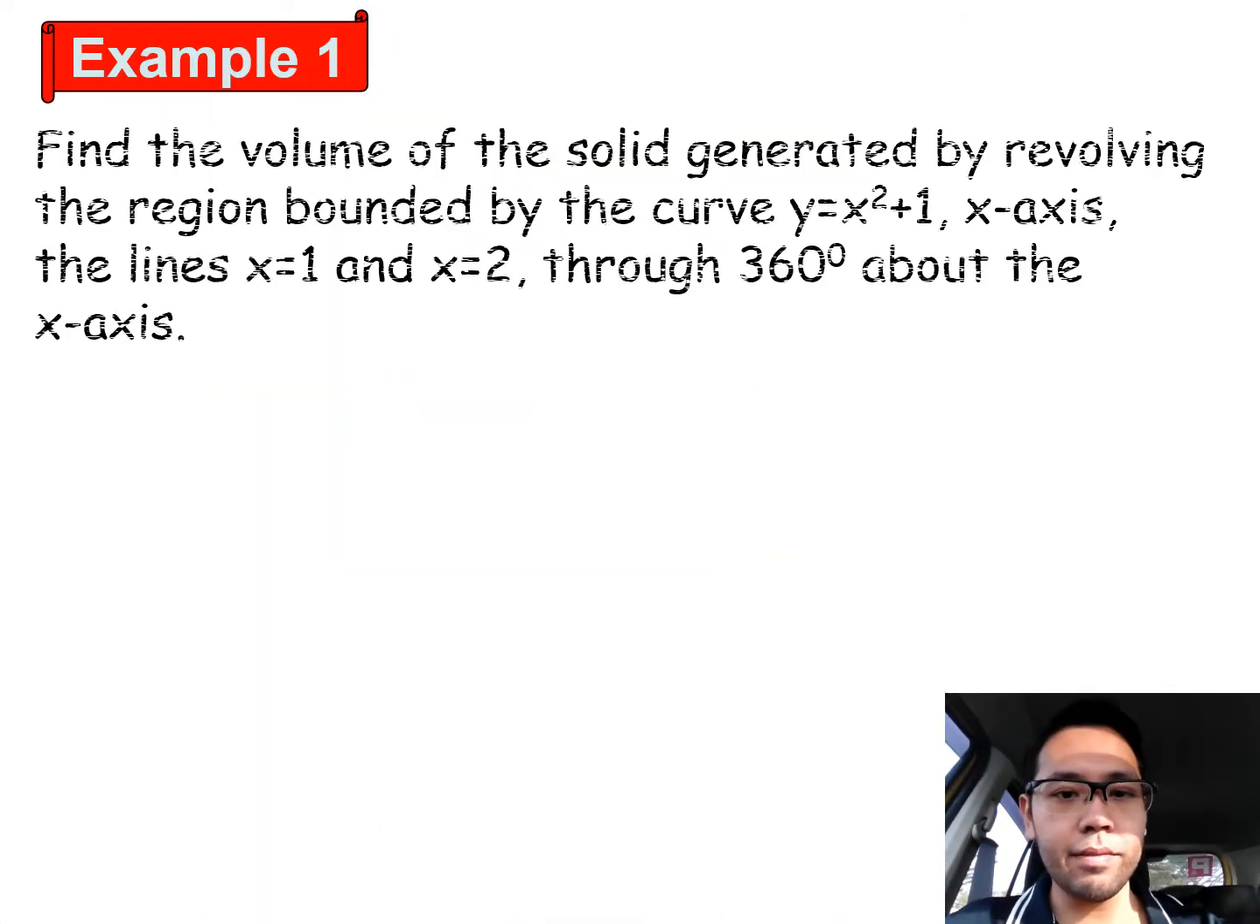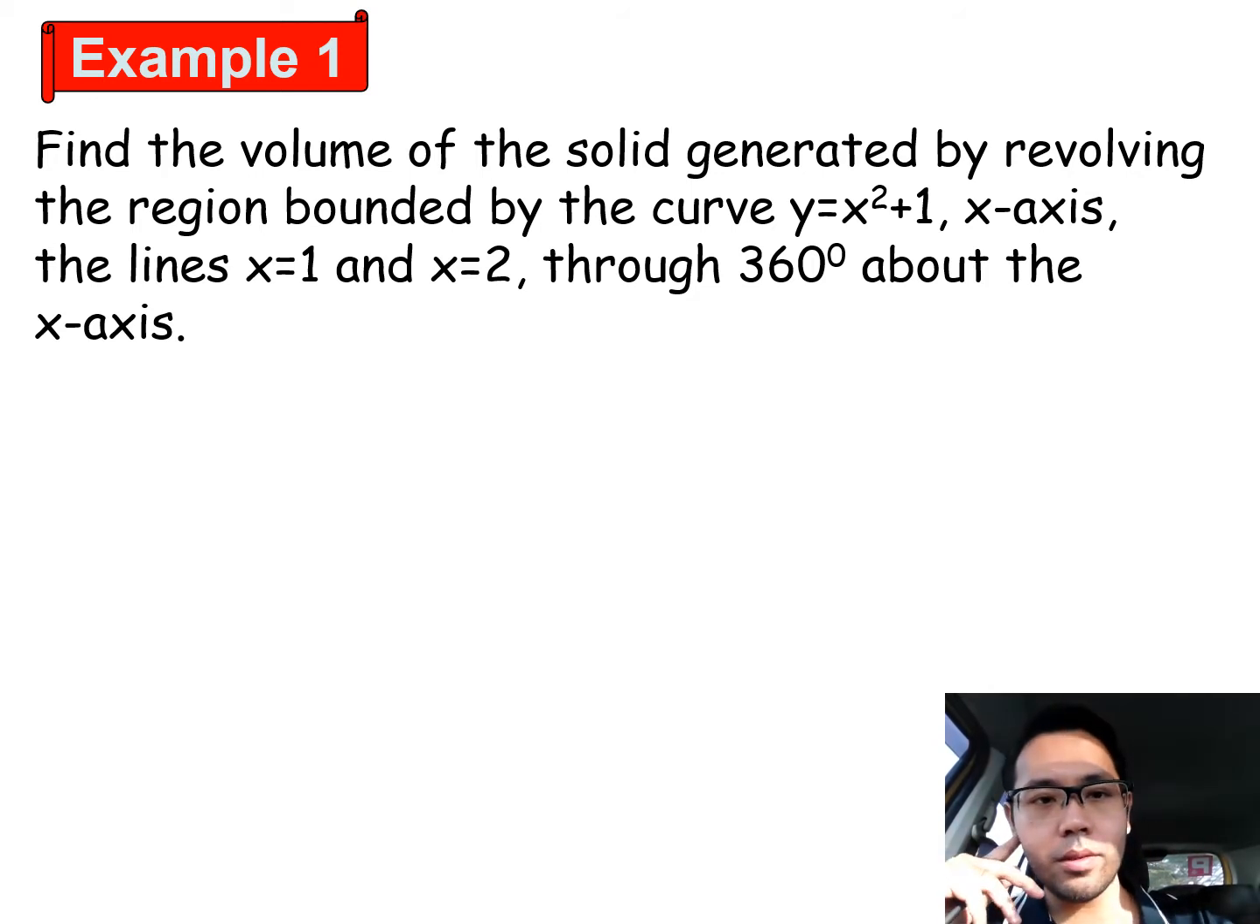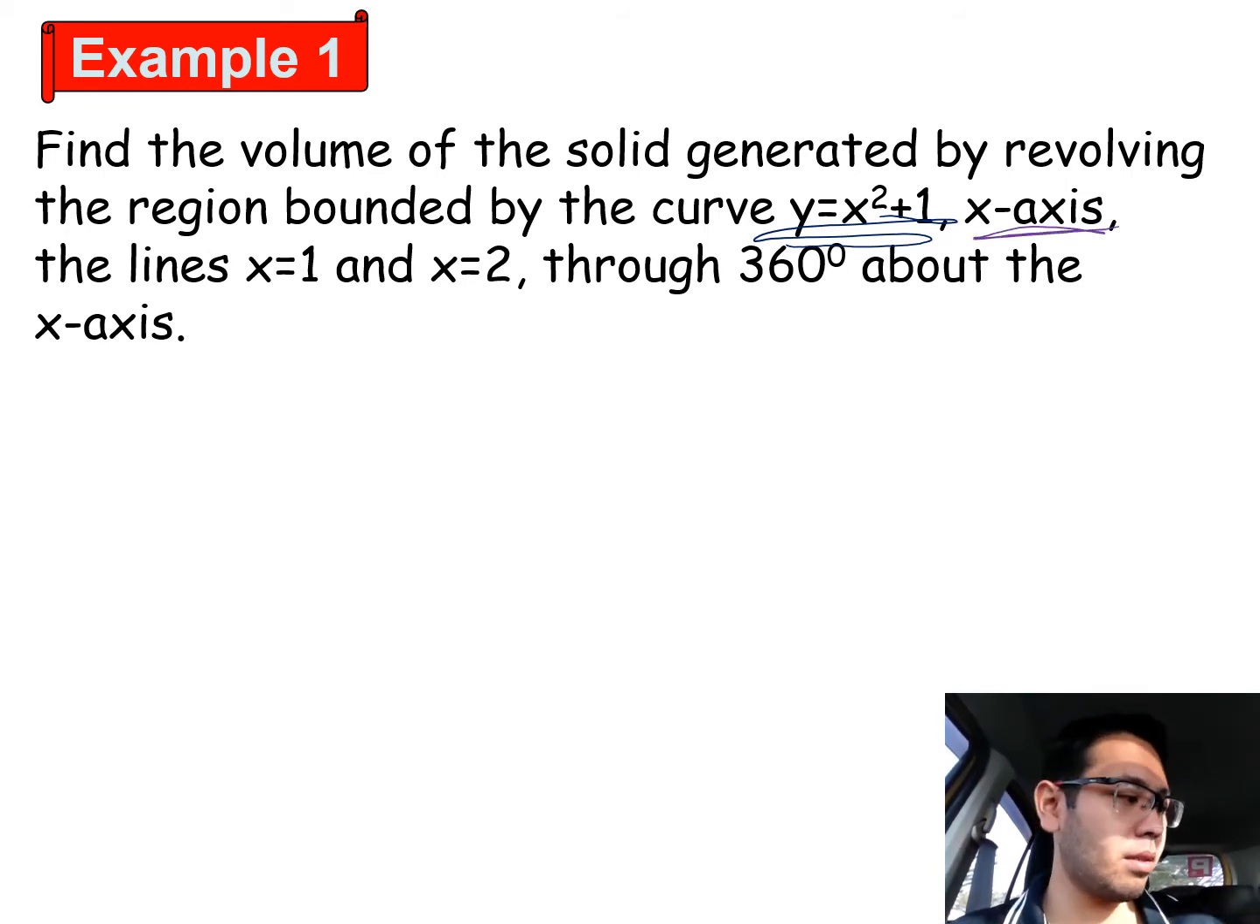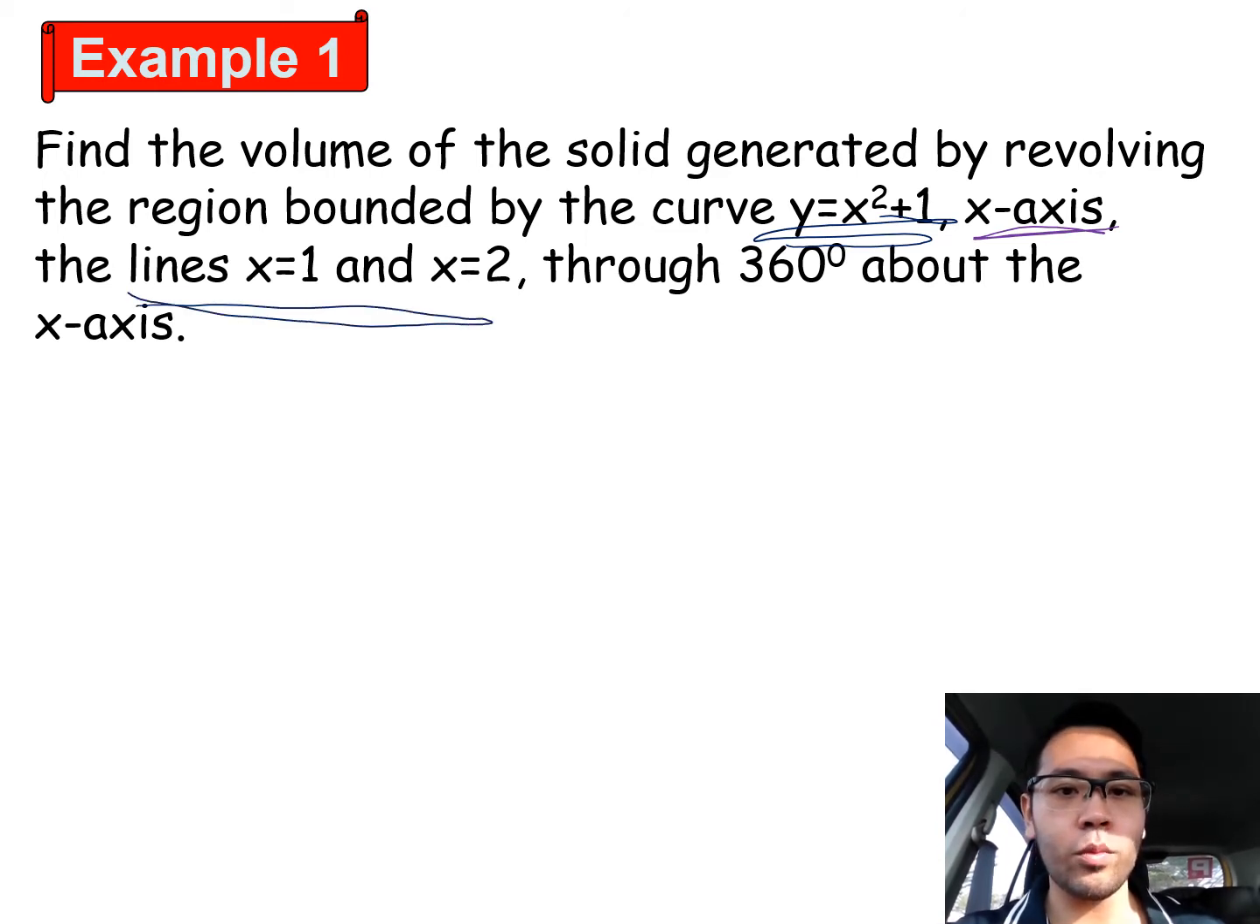Okay, so let's have a look at a few examples. Easy example first. We are given the volume of the solid generated by revolving the region bounded by the curve y = x squared plus 1, the x-axis, and the lines x = 1 and x = 2, through 360 degrees about the x-axis.